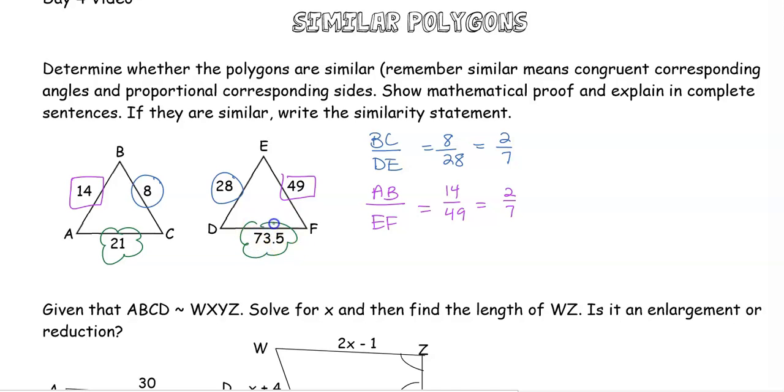21 is the largest, which is AC, corresponding to DF. 21 over 73.5. And if you're wondering how I am getting these numbers, I'm just putting this into my calculator. 8 divided by 28, math frac. 14 divided by 49, math frac. 21 divided by 73.5, because this one might be the one that you can't do in your head. When I enter that into my calculator, I math frac it, and I get 2 over 7, which is good news.